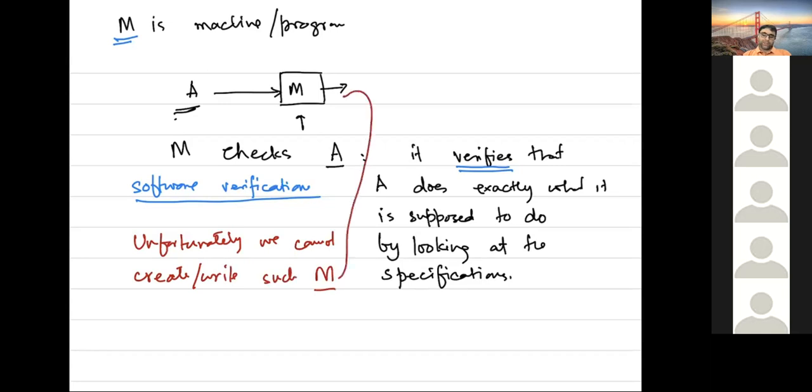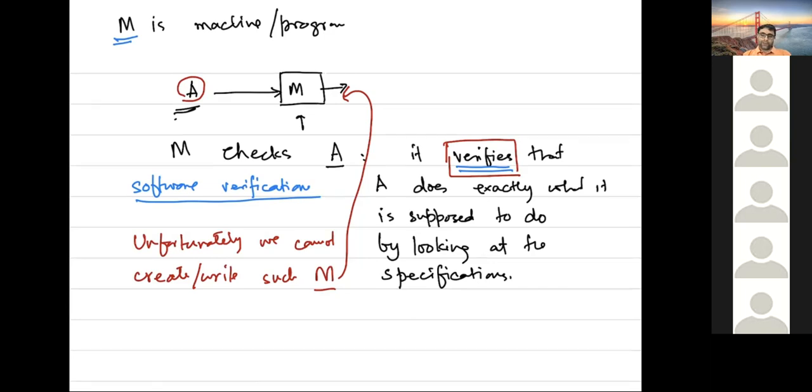So this M machine cannot be constructed, cannot be written, cannot be designed such that for any arbitrary program A, it just verifies that this program does exactly what it's supposed to do. Okay? So the point of this whole discussion is that computers, even though they are very powerful, cannot do some things. And there exist unsolvable problems. So there exist situations, there exist problems for which there is no computational solution. And this is one of those problems.